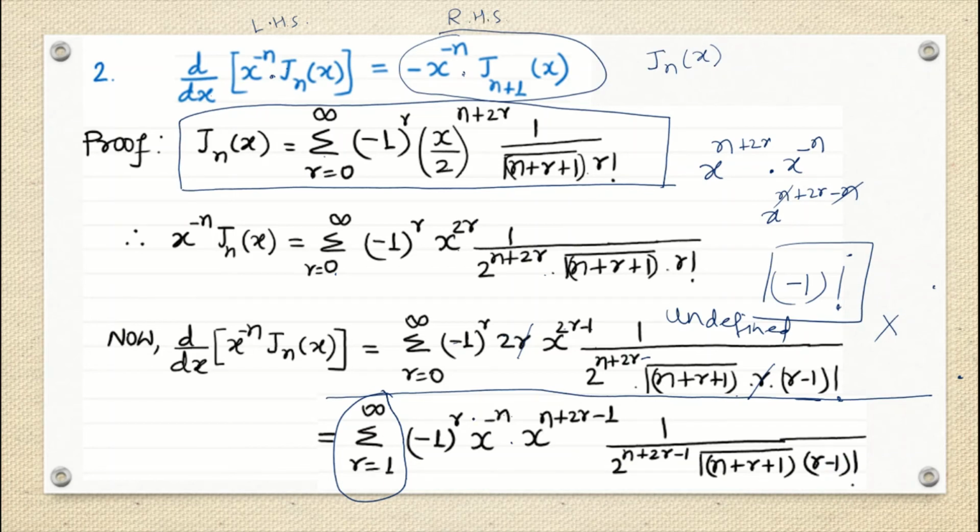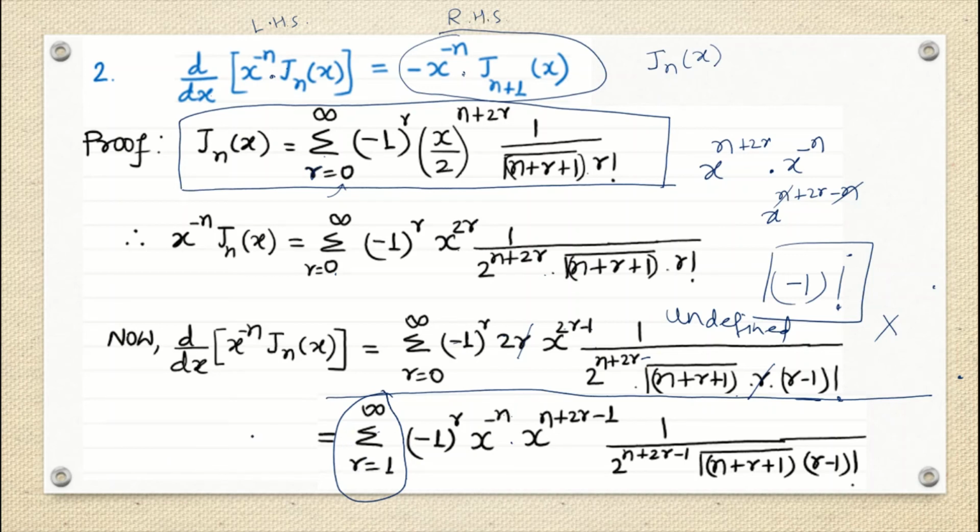But if I start my summation from 1 to infinity, it will not fulfill my Bessel function's property, right? Because the Bessel function, this J n x, should start with 0. The variable name r is just random. We have taken r, a, b, c, d, anything you can take. But whatever we take, this governing variable should start from 0 to infinity. And here the summation starts from 1 to infinity. So what do I have to do? If I have to convert it into my Bessel function, I have to at any cost start the summation from 0 to infinity.